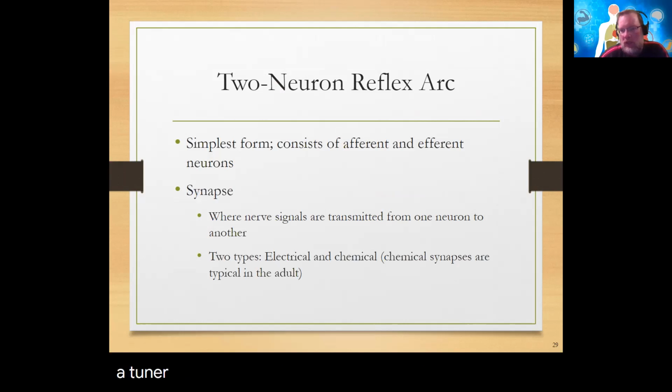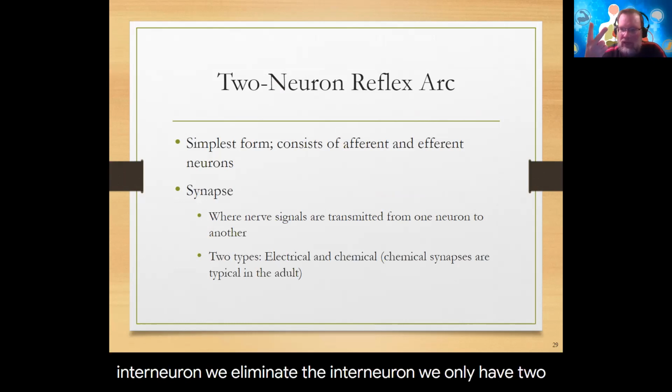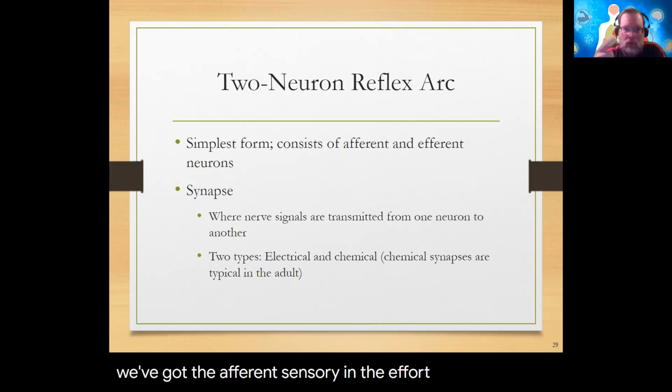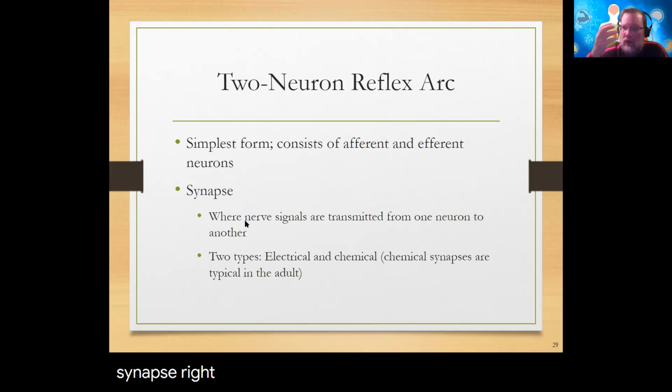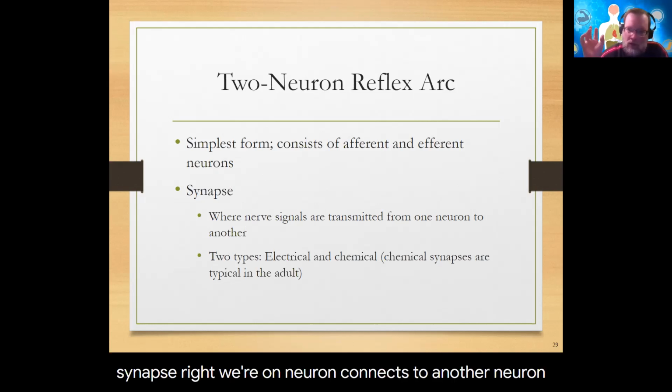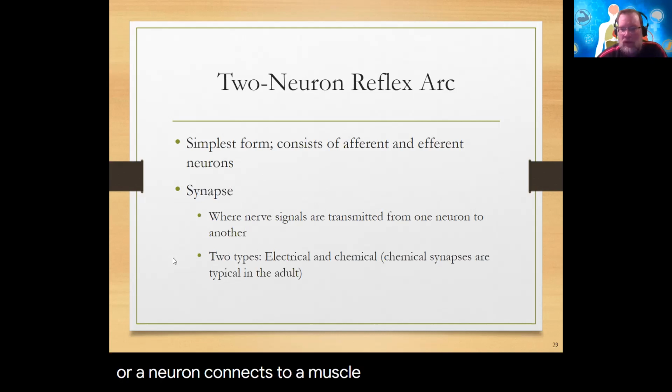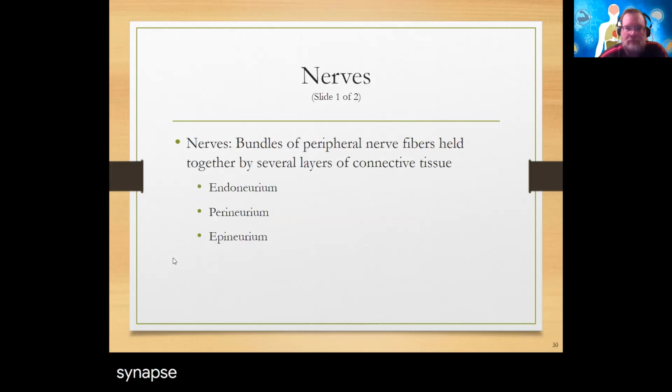A two neuron arc then doesn't involve that interneuron. So in the three neuron reflex arc, the third player is going to be the inter. Inter means between. The third player will be the interneuron. If we eliminate the interneuron, we only have two: the afferent sensory and the efferent motor. Where they connect, we have what's called a synapse, right? Where a neuron connects to another neuron, or a neuron connects to a muscle, we have what's called a synapse.